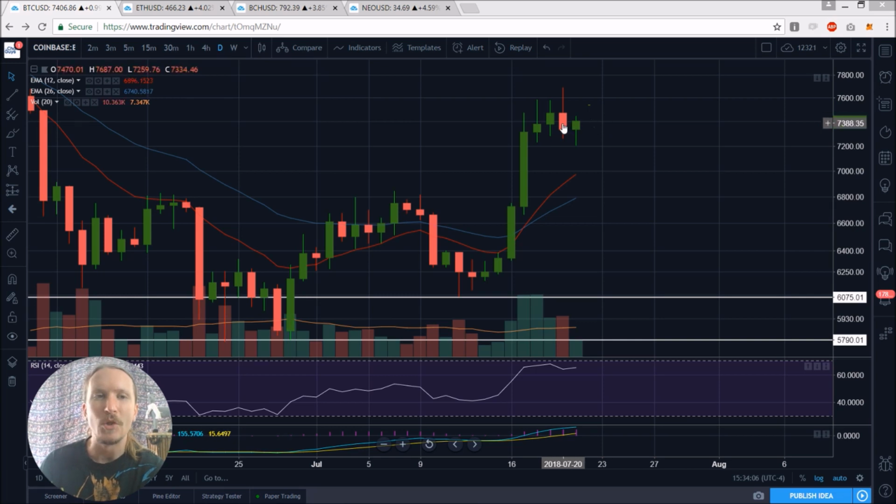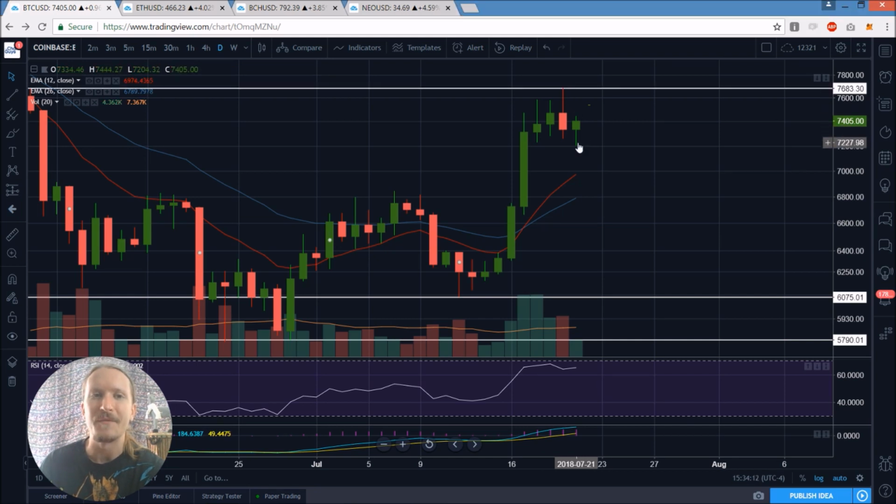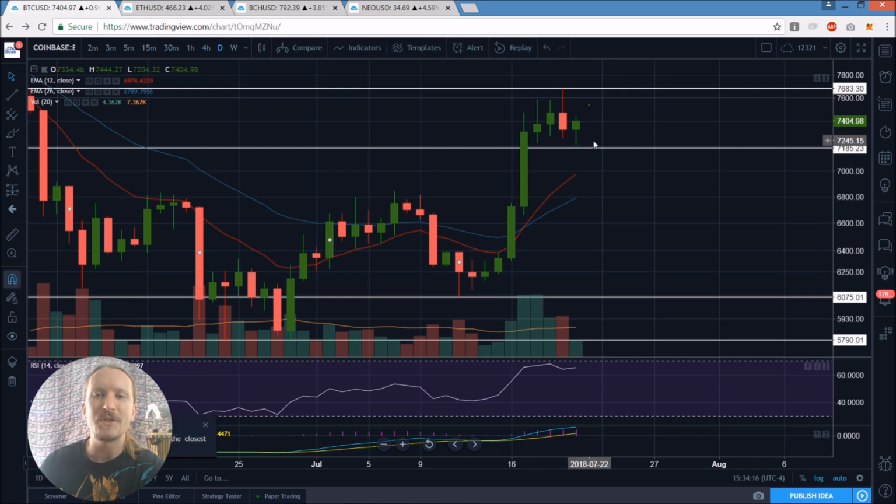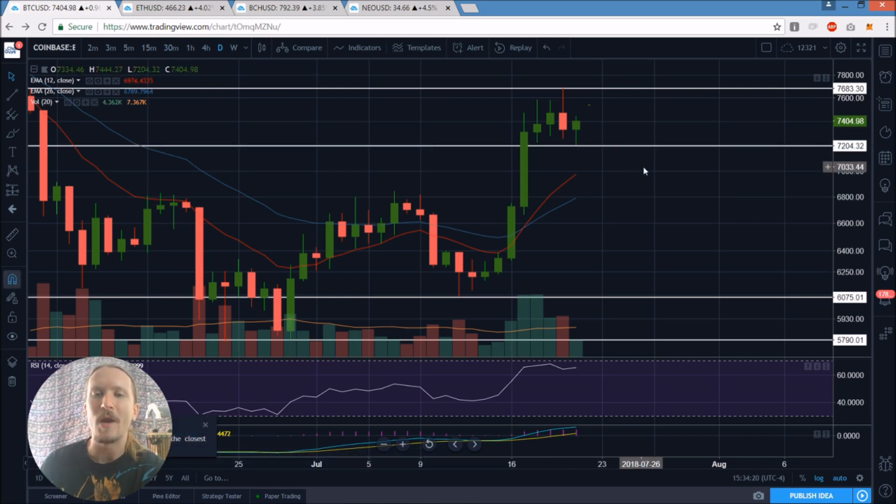or Monday. We'll look to head back up to 7,687, our recent resistance, and our higher low on the daily time frame would be 7,204. So that is a potential scenario, and scenario number one. The second scenario is visible on the 4-hour time frame.